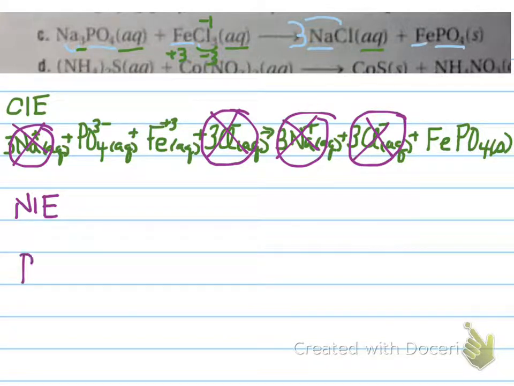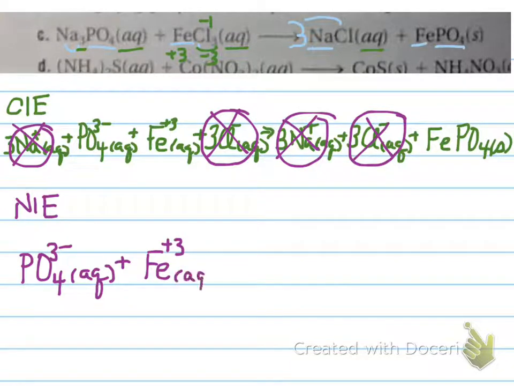So my net ionic equation is phosphate ion, aqueous, plus iron 3, aqueous, yields iron 3 phosphate as a solid.